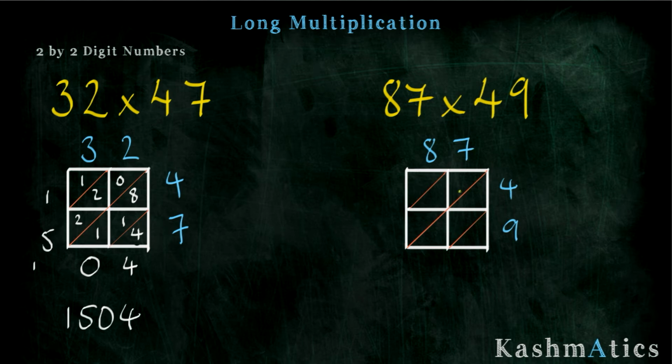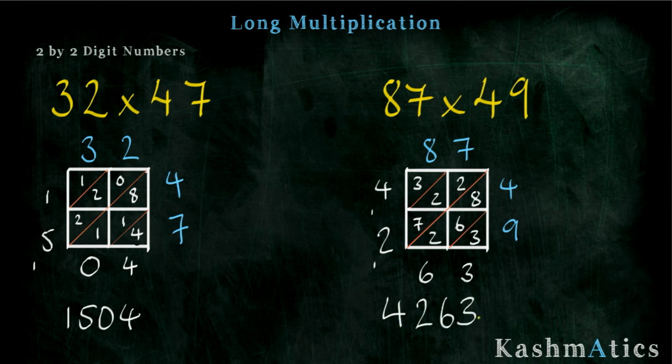So 7 times 4 is 28. 7 times 9 is 63. 8 times 4 is 32. And 8 times 9 is 72. Then I need to add along my diagonals. Remember, I'd start with the one furthest on the left. So along this diagonal, I've only got a 3. Over here, I've got 8 plus 6 plus 2, which is 16. So 6, and then carry the 1 along. Here I've got 2 plus 2 plus 7, and that makes 11. Plus another 1 makes 12. So that's 2, and then carry the 1 along. And 3 plus 1 makes 4. Okay, so my final answer is 4,263.